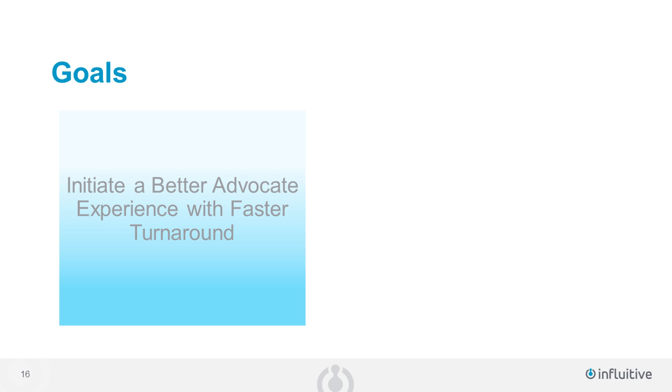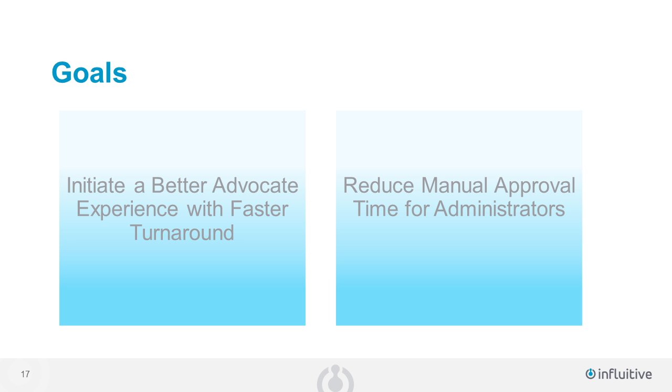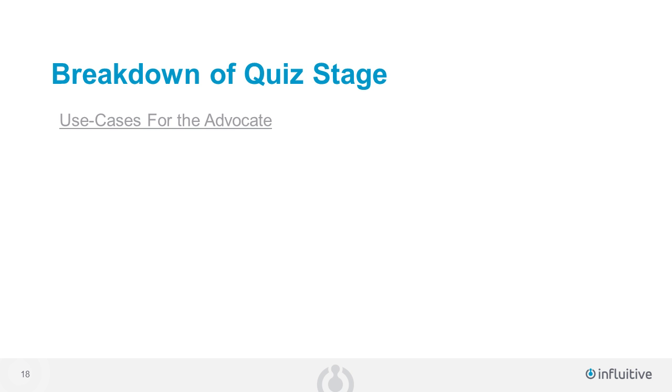And thus, the quiz stage arrives. So what Influitive plans on achieving with this are two main things. The first one is to initiate a better advocate experience with a faster turnaround. And the second one is to reduce manual approval time for administrators. Now let's dive into the characteristics of the quiz stage.